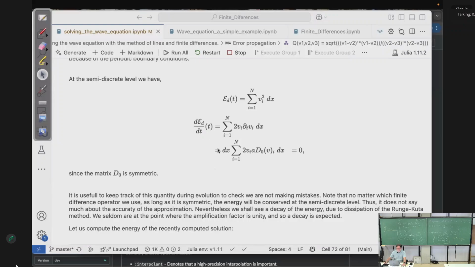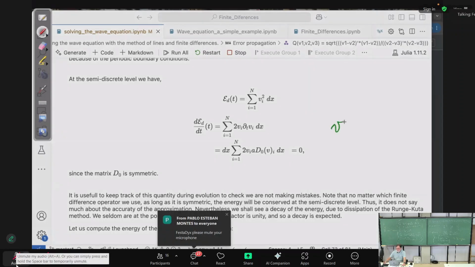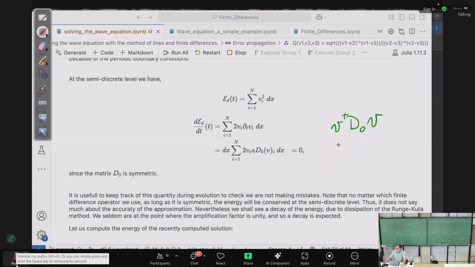So what is here is B D not B, right? And this matrix is symmetric. Are there some questions or something?